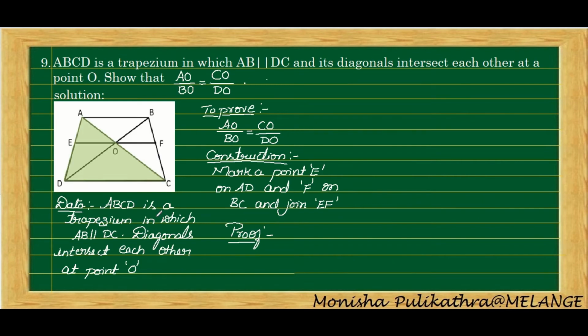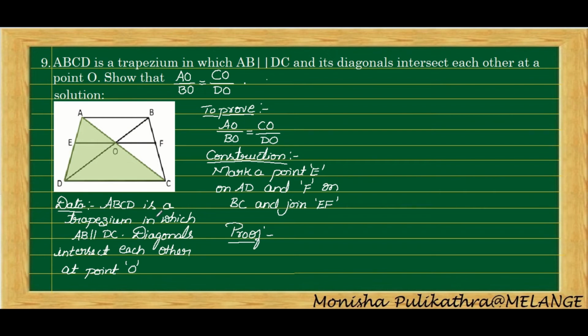The 9th question is: ABCD is a trapezium in which AB is parallel to DC and its diagonals intersect each other at point O. Show that AO by BO is equal to CO by DO. Here the trapezium ABCD is given, in which AB is parallel to DC, and its diagonals AC and BD intersect at point O. These are the things given in the question. We need to prove AO by BO is equal to CO by DO.